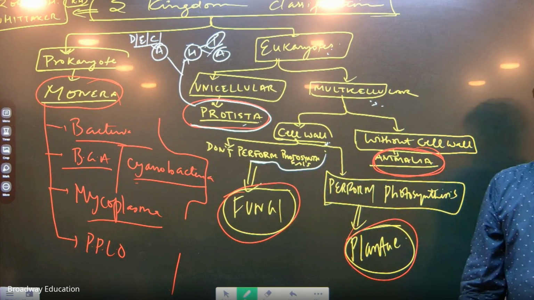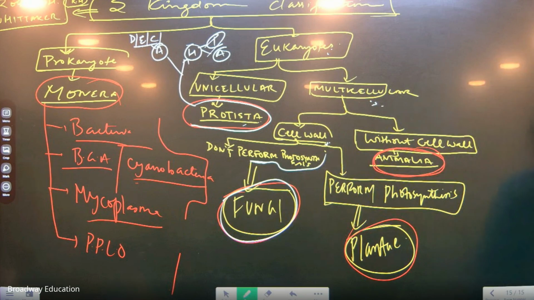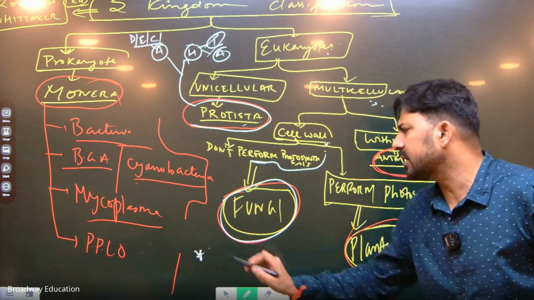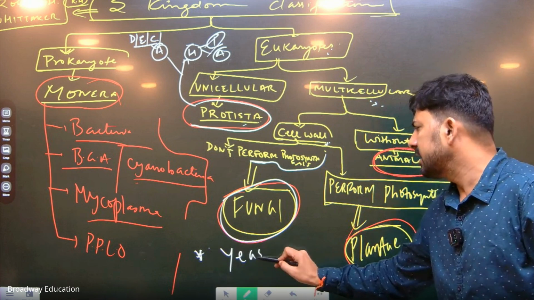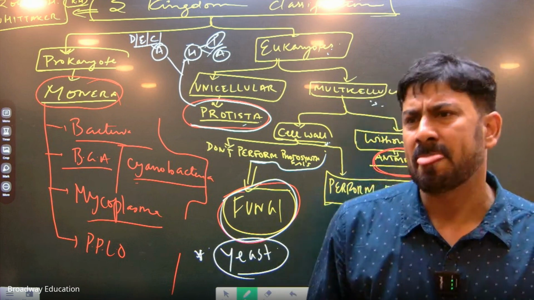Yes, no. Yes. This will be fungi. This will be fungi. Okay. But here you can write over here, one exception is there. You can write like yeast. Have you heard about yeast? Yeast is a fungi. Okay. Friends, yeast is a fungi. Okay. That is my point.